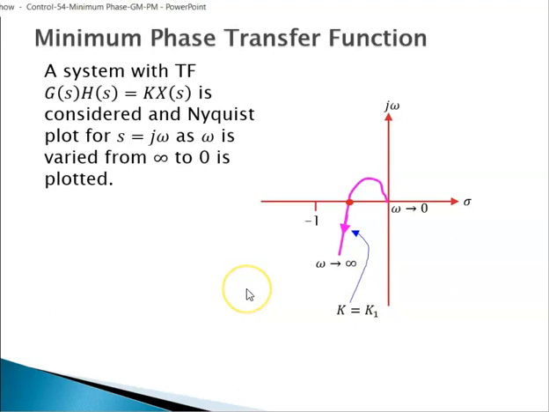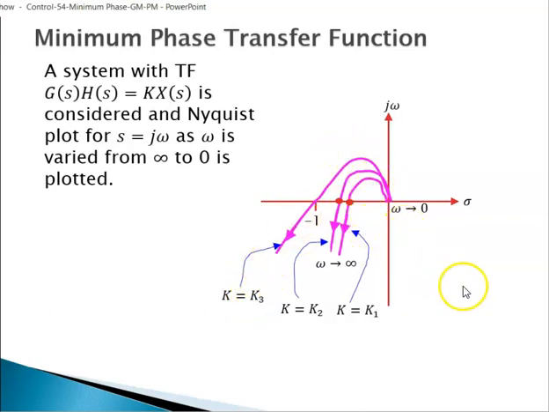Let us slightly increase the value of k, make it k equal to k2. The point of intersection slightly moved towards this minus 1 point. As you keep on increasing the value of k, the point of intersection keeps on moving closer and closer to the point minus 1, and at some value of k equal to k3, the point of intersection exactly coincides with the point minus 1 j0. For the value of k equal to k3, we say the system is marginally stable.